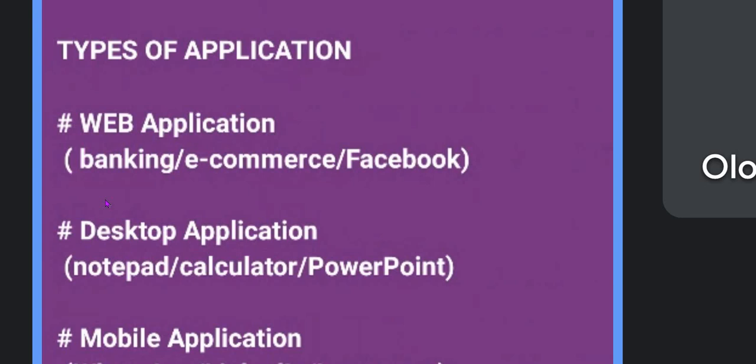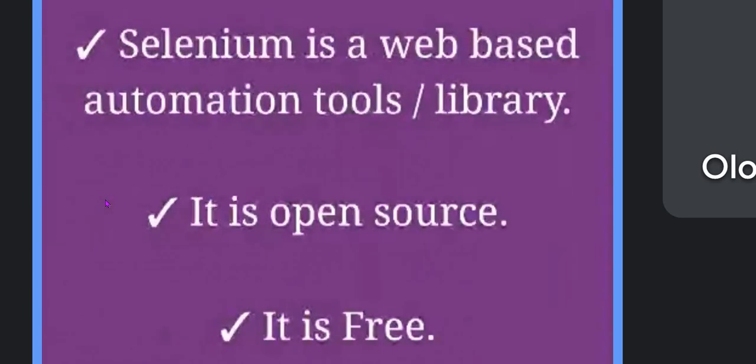So these are the three types of application currently which we have in market. And when we come to Selenium, Selenium supports only web-based application, and it is designed only for the web-based application and not for anything else. So we cannot test a desktop application, or we cannot test the mobile application.